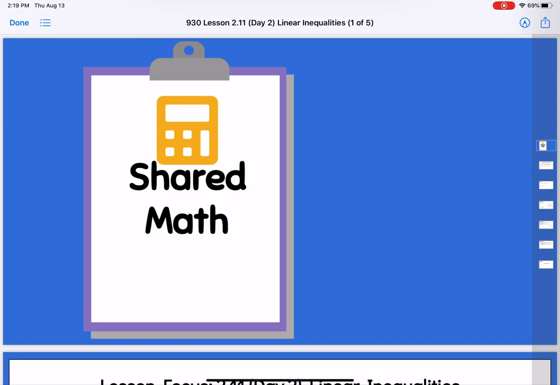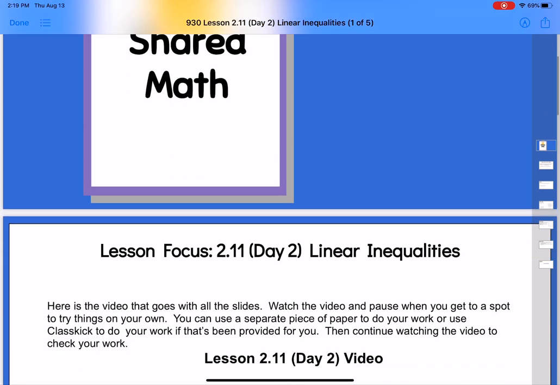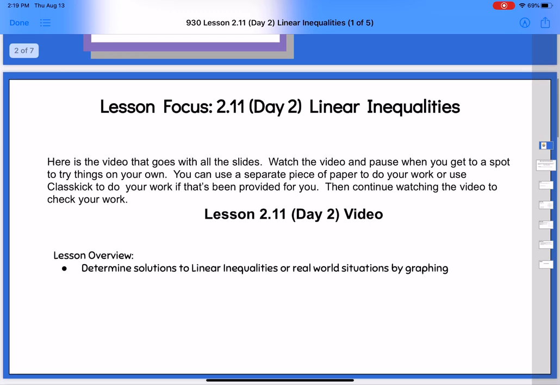Right, our last lesson here for Unit 2. We're going to just wrap up our discussion that we started yesterday about linear inequalities. So 2.11 day 2, we're just going to make sure you're really solid with those inequalities with two variables. We're going to make sure you understand really well how to determine if things are solutions, but also get into some of those real world situations, some word problems, and making sure you understand how to solve those by graphing. So that's our plan for today.